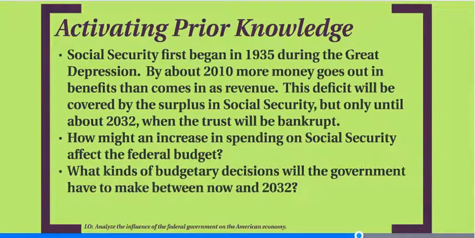Social Security first began in 1935 during the Great Depression. By about 2010, more money goes out in benefits than comes in as revenue. This deficit will be covered by the surplus in Social Security, but only until about 2032, when the trust will be bankrupt. How might an increase in spending on Social Security affect the federal budget? What kinds of budgetary decisions will the government have to make between now and 2032?